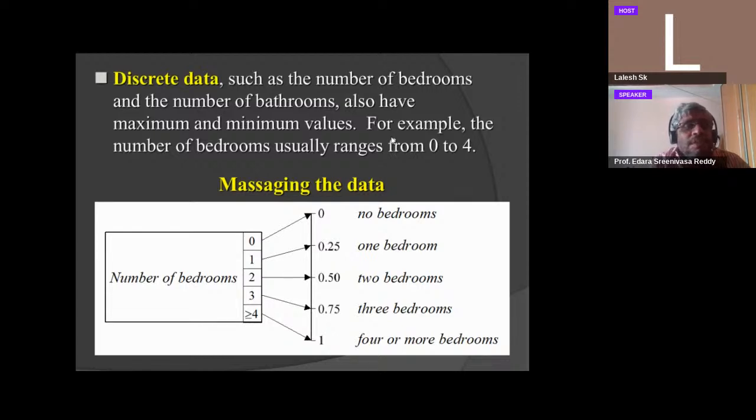So see here, I have given some examples for number of bedrooms. If there are no bedrooms it means 0, if there is one bedroom it means 0.25, two bedrooms and so on. This is mapping. This mapping must be carried out as I told in the previous examples. Mapping of the data is very, very important.